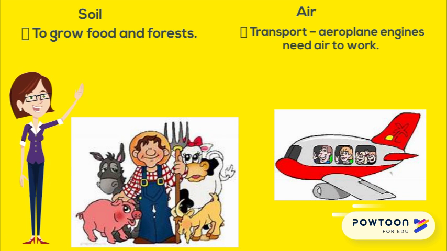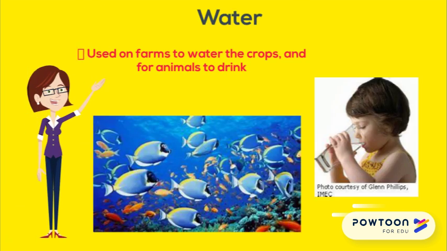Air, transport: airplane engines need air to work, to get rid of waste gases and poisonous fumes, and also makes machines work. Water is used on farms to water the crops and for animals to drink, used for drinking, washing, and removing sewage, used in mines and industries to make things and clean places. Also, fish live in water.